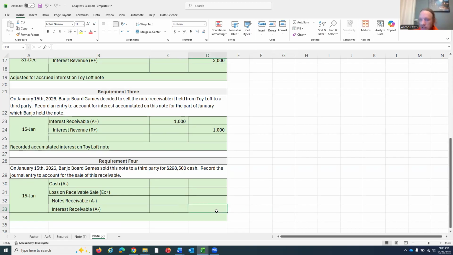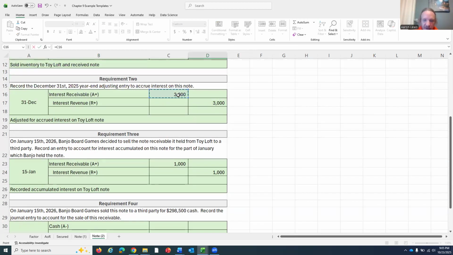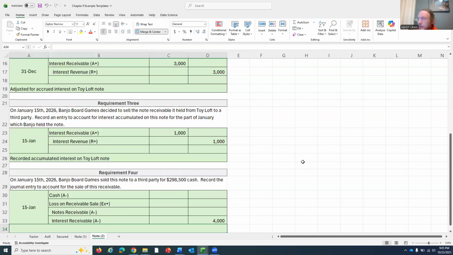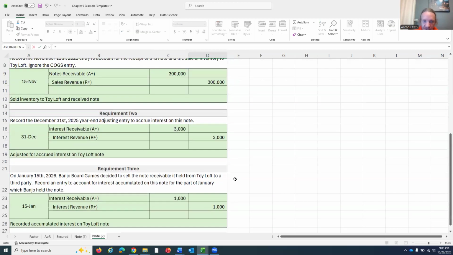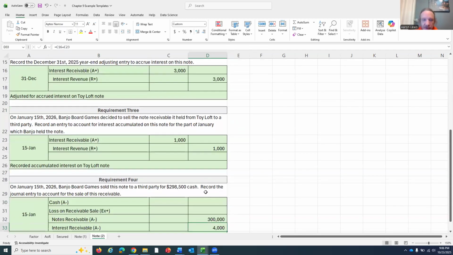How much interest have we put on the books in total? Interest receivable got debited for $3,000 here, and it got debited for $4,000 here. This account would have a $4,000 debit balance. Take it off the books, we have to credit it for $4,000. Notes receivable. It's been sitting on our books this whole entire time at its face value of 300 grand. Well, that's got to come off the books.